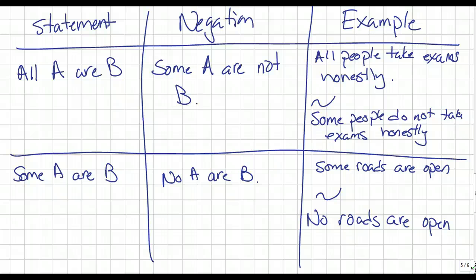Okay, the second one is some A are B. The negation of that is no A are B. Because we already have a few in the first statement, in order to negate it, that means we can't have any. So an example of that, some roads are open. And the negation of that is no roads are open. It makes me think of northern Minnesota when we have a blizzard. No roads are open.